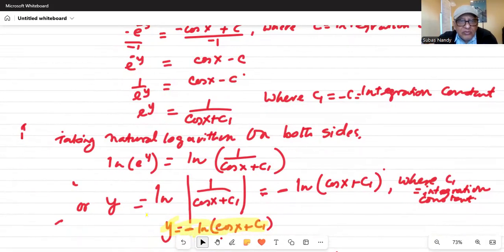Take natural logarithm on both sides. ln of e to the power of y is just y by itself, which is equal to ln of the absolute value of 1 over cosine x plus c1, where c1 is an integration constant, or you can write it as minus ln, natural logarithm, of cosine x plus c1. Okay, I stop here today.